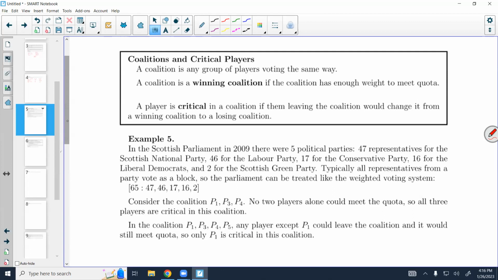Okay, now we'll talk about coalitions and critical players. A coalition is any group of players voting the same way. You hear a lot of this when they talk about politicians, in particular Congress, the different coalitions they have. A coalition is a winning coalition if it has enough weight to meet quota. And a player is critical in a coalition if their leaving the coalition would change it from a winning coalition to a losing coalition.